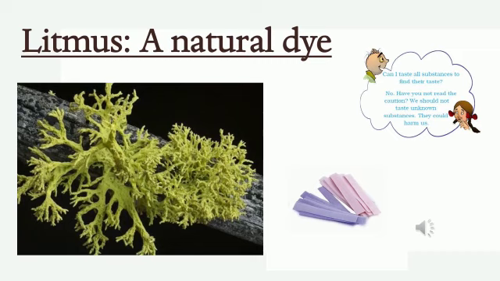So first let us study about litmus paper. It is a natural dye. This is the most commonly used natural indicator, that is litmus, and it is extracted from lichens. Here you can see in the first picture how lichens look. And it has a purple color in distilled water.